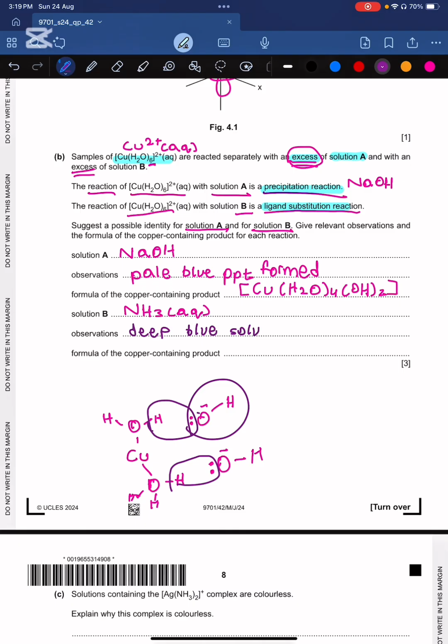A deep blue solution is formed. Now, always remember, whenever the formula has a charge of zero, it is always a precipitate. Since it was zero, it's a precipitate. Now it's a solution here, so I can bet this will have a charge on it, and it obviously does, since this is Cu(NH3)4(H2O)2 2+. Since NH3 has no charge, Cu has a 2+ charge, and water has no charge, the overall charge becomes 2+.